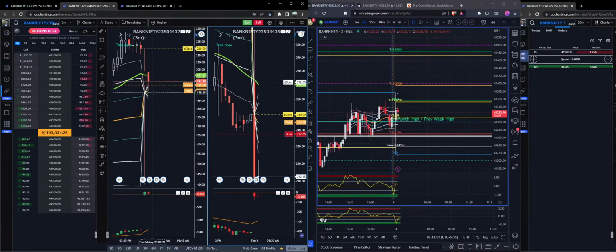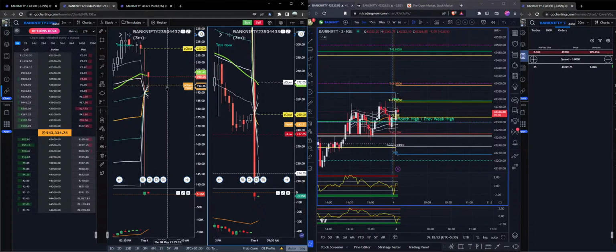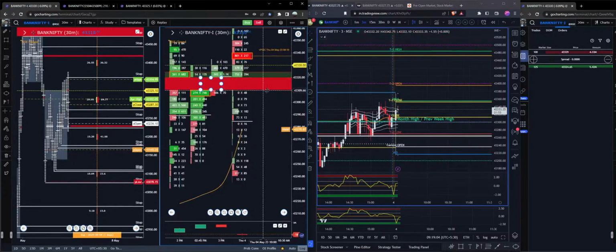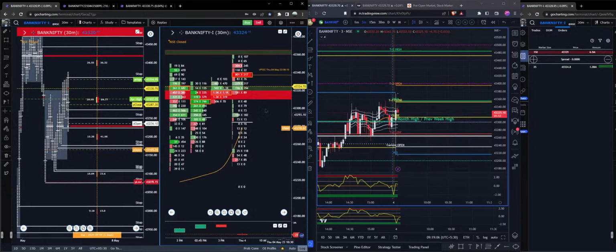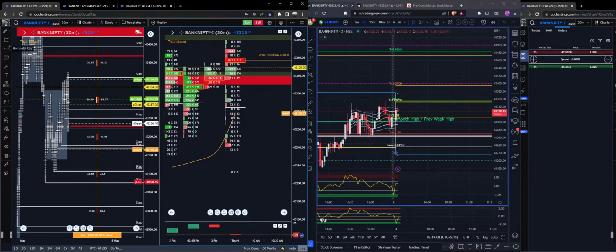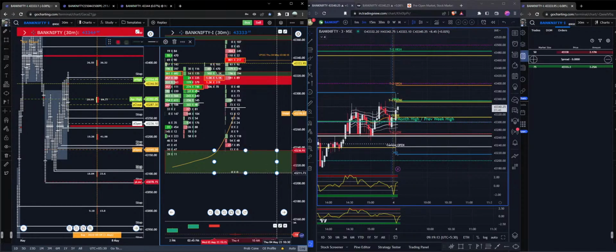Yes, we just tagged the VWAP. So this is a good opportunity to buy. So 200, 199, 198, 197, 196. That's it, so 196, 197. And if I look at the order flow data, what we have here is unfinished auctions.